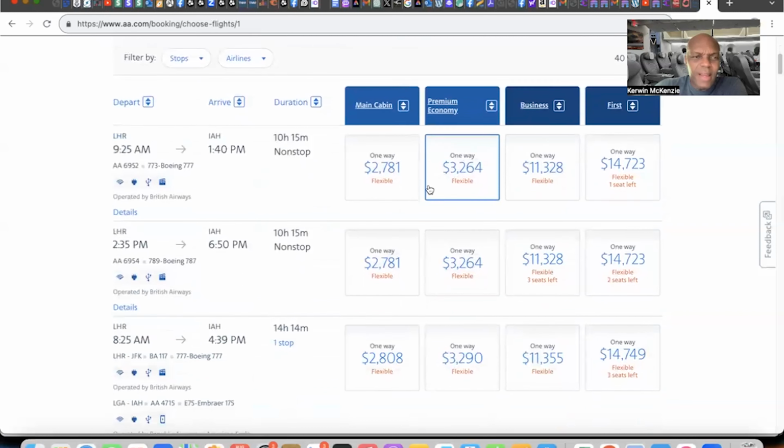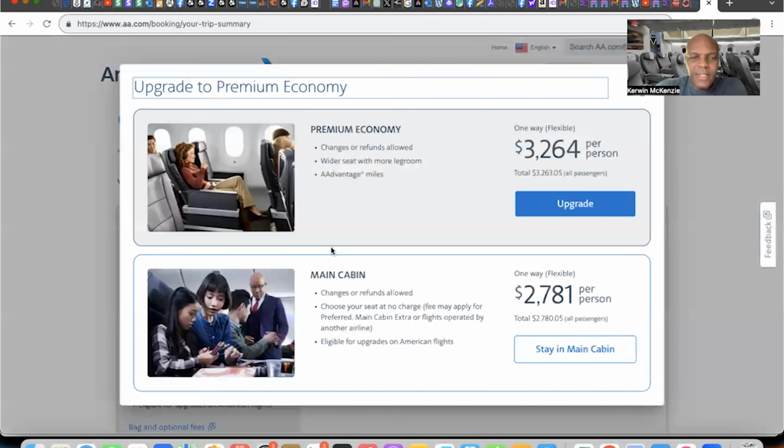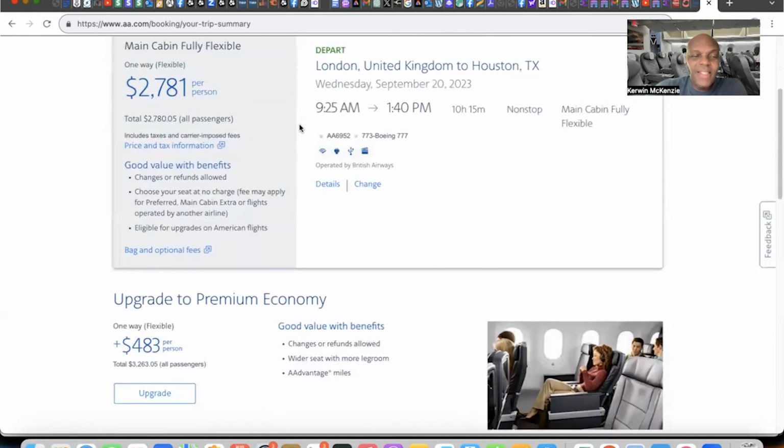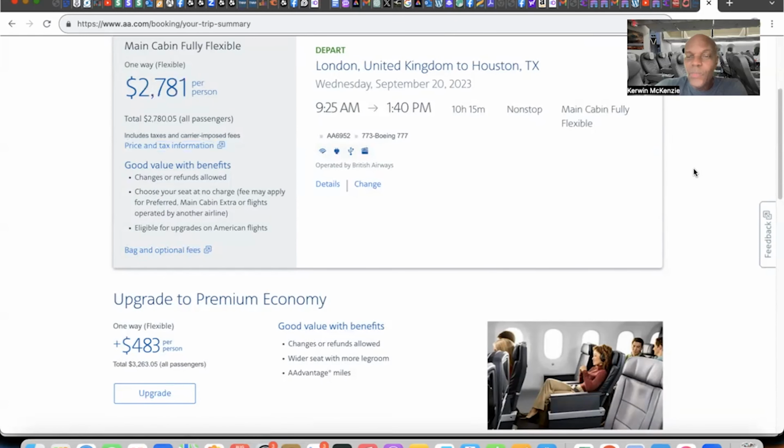And if we just grab, we were doing Heathrow, Houston. Let's say we grab that one, $2,781. This is an American. Let's see if they're charging a surcharge. No, I don't want to upgrade. I want to stay in main cabin. It's already expensive. Ridiculous. $3,000 for an economy class seat. Good grief. Okay. All right. So $2,398. They have a $163.70 charge that they impose. Still have to pay this 109 tax. And so these are the same fees that you would have paid when you were doing the British Airways flight.